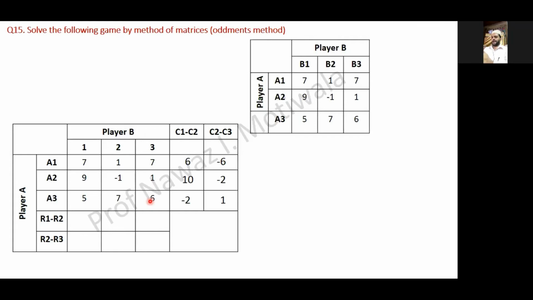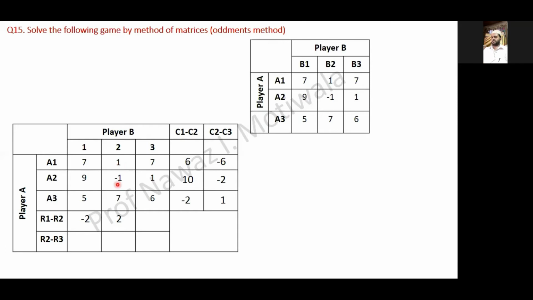So in rows, again R1 minus R2. Here again it will be 7 minus 9, so I will get minus 2. Then 9 minus 5, it will be 4. You can do it any way. You can go row wise also, you can go column wise also. Whatever you feel, you can fill that.